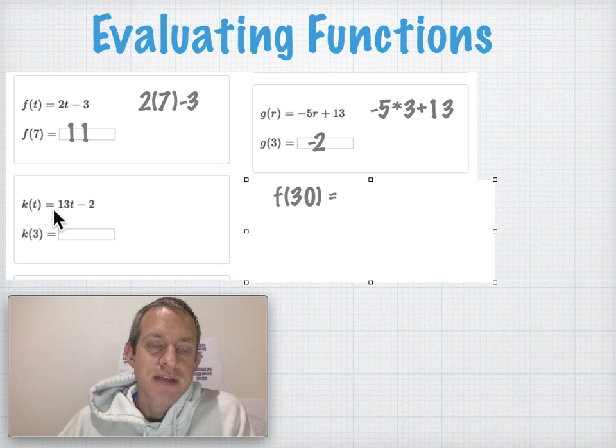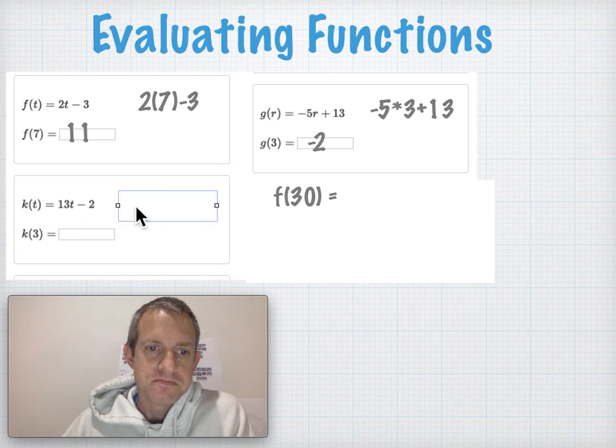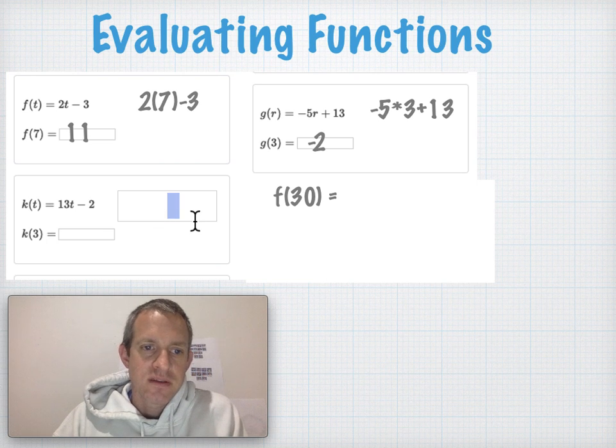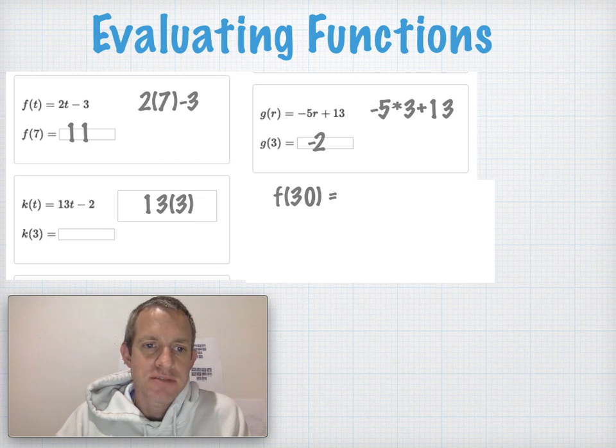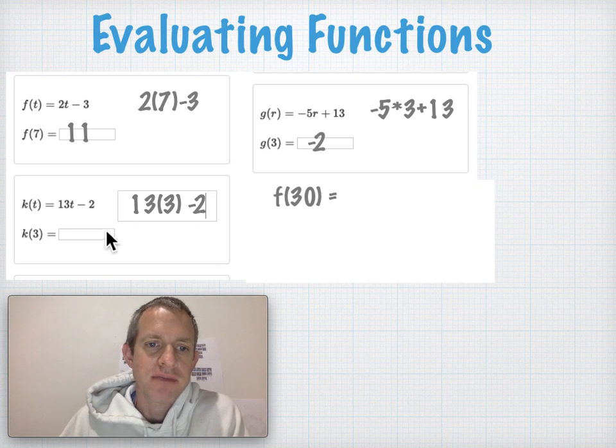You can try this one a second if you want. Hit pause maybe and try it on your own. In this particular case, you would do 13 times 3 and then take away 2 from that. So 39 minus 2 would give us a final answer of 37.